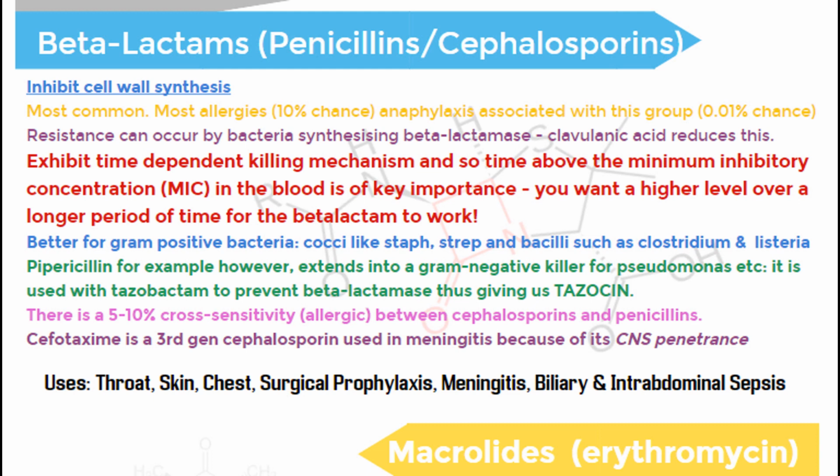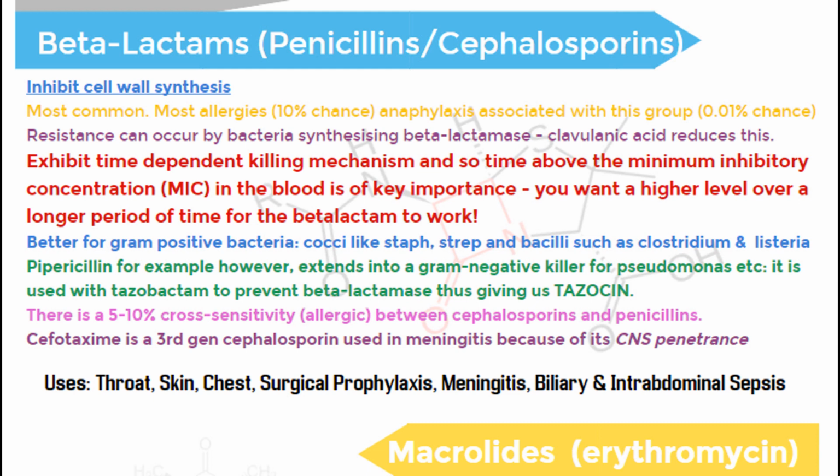Beta-lactams are, in general, better for gram-positive bacteria such as the cocci like staph and strep, and bacilli such as Clostridium and Listeria. Piperacillin, for example, extends into a gram-negative killer for Pseudomonas. That's like tazocin. So tazocin was developed to combat the rise of Pseudomonas infections, and that's why it's used with tazobactam to prevent the beta-lactamase, and that gives us tazocin.